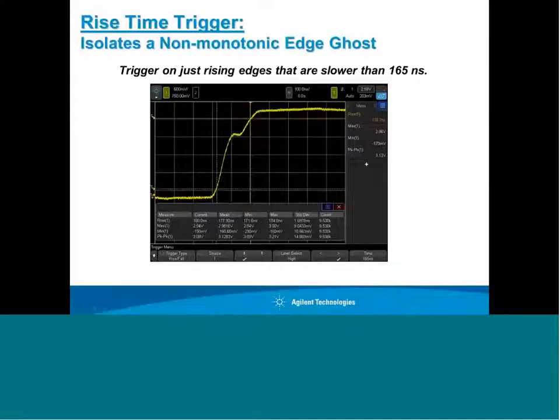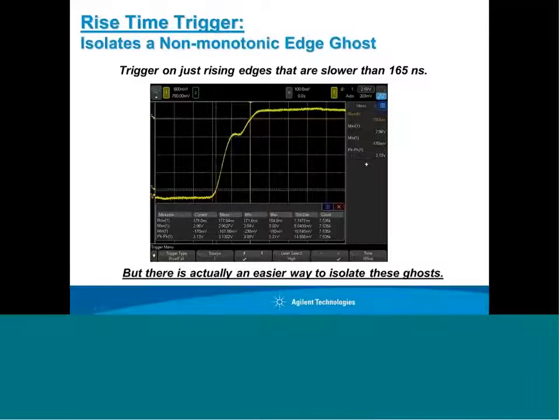And here we show the results after you've set it up. In this case, we set it up to trigger on a rising edge. We had to set up an upper and lower threshold level. And then we said only if the rising edge is greater than 165 nanoseconds. And so now we've been able to establish oscilloscope triggering to uniquely trigger on the slower rising edge. So we only capture the problem signal and don't capture the good signals.